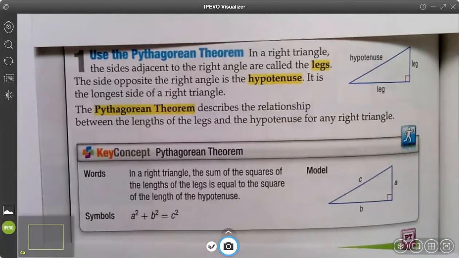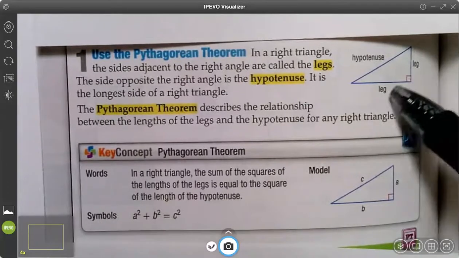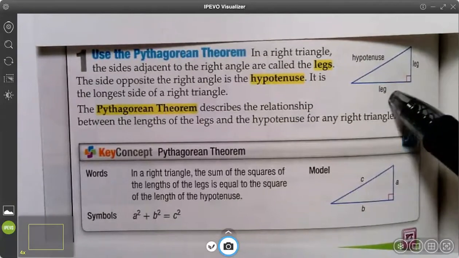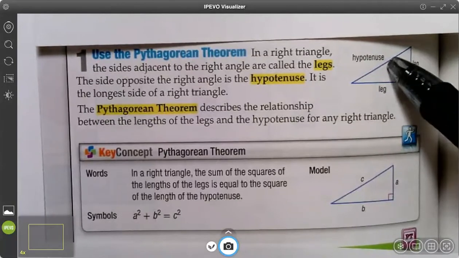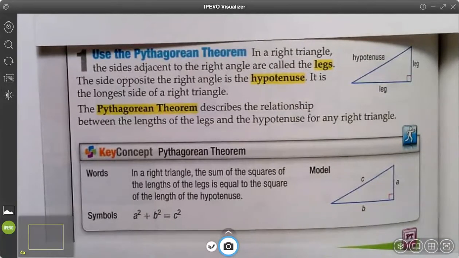First, let's identify parts of the right triangle. The two sides adjacent to the right angle are called legs. The side across from the right angle is called the hypotenuse.